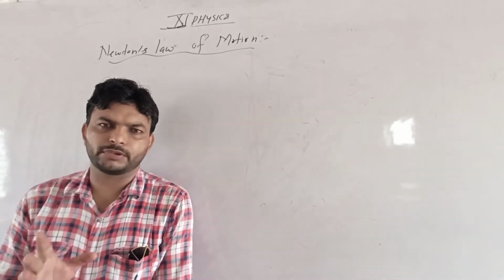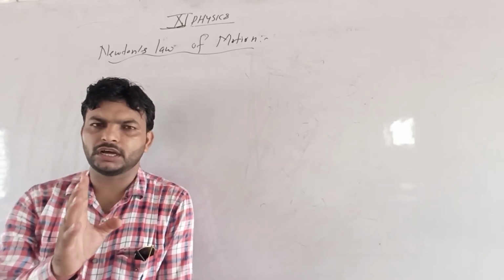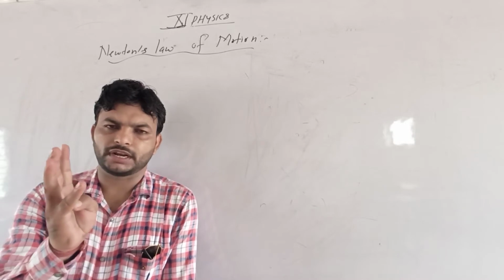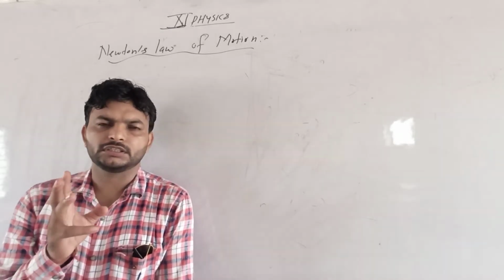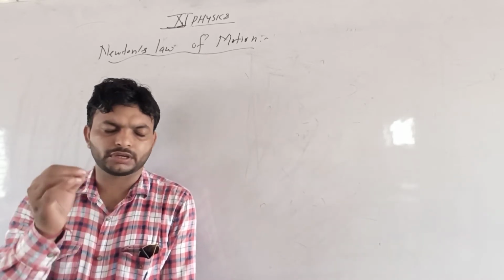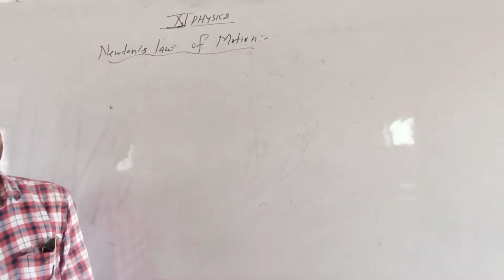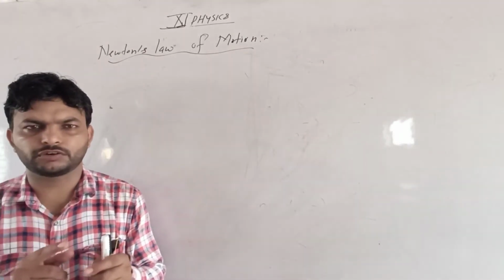There are many examples of the first law of motion, and the first law of motion contains three stages: for rest, for motion, and for direction. These are the three situations for Newton's first law of motion, and you can give any example for it. Now this is the definition of the Newton first law.